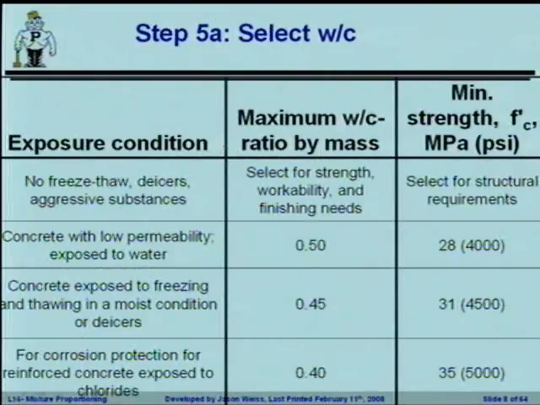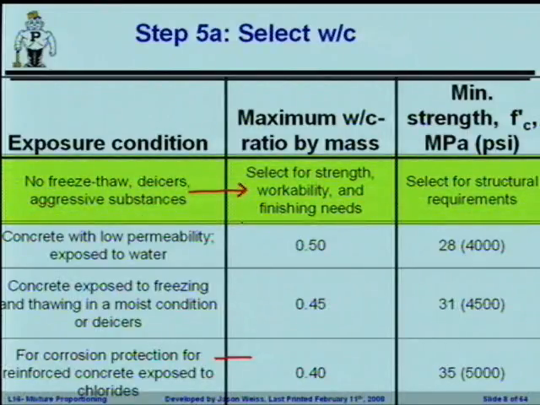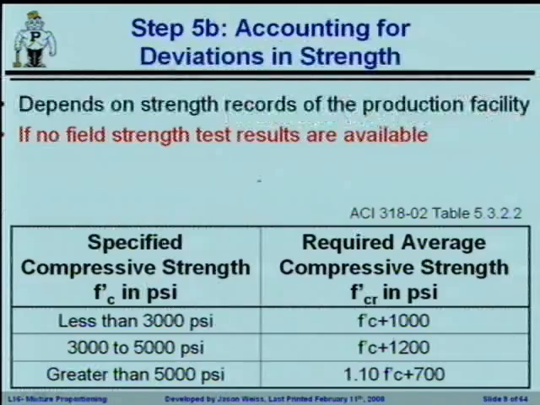Selecting the water to cement ratio. For our particular case, we don't have to worry about de-icers or aggressive substances. If we had to worry about de-icers or aggressive substances, we would be making sure that we stayed below one of these other water to cement ratios. Again, remember corrosion, especially when it's exposed to chlorides, we'd stay below a water to cement ratio of 0.4. Freezing and thawing with de-icers, 0.45. And then low permeability, we'd be looking at a water to cement ratio of 0.5. For our particular example, we don't have any of these limitations, so we are going to base the water to cement ratio solely on the needs of strength-based design for this particular problem.